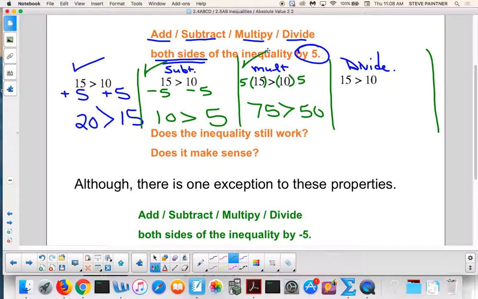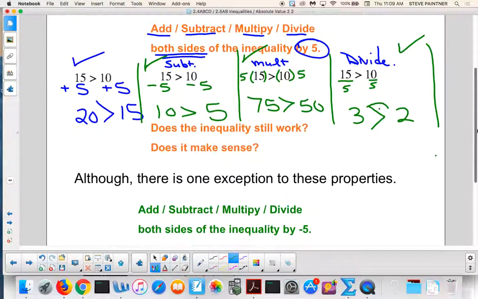Okay. Brandon, divide both sides by 5. 3 is less than 2. Well, if you drop the sign, it does say what? You said less than. Oh, yeah, I meant to say greater. 3 is greater than 2, so does it work? Yes. Listen to this, guys. You can add, subtract, multiply, or divide by a number, and it still works, just like equations, right?